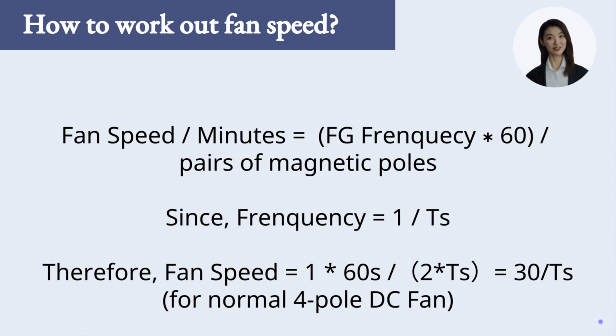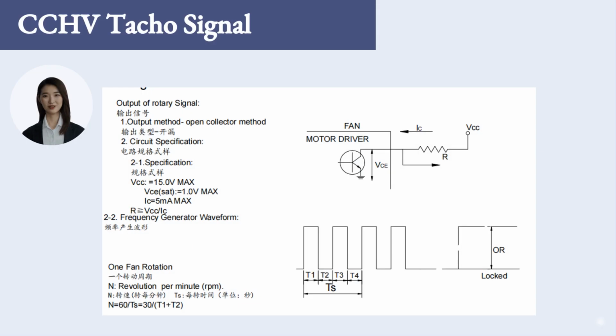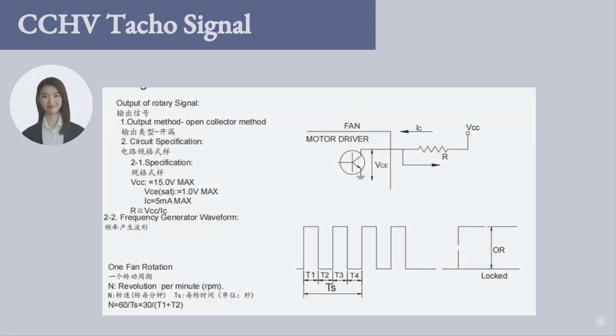Fan speed per minute is equal to FG frequency * 60 seconds / number of pole pairs. Since frequency is equal to 1/cycle, therefore, fan speed can also be calculated as 1/60 seconds / 2 * cycle, finally to be 30/cycle. Here shows how our TACHO signal works.